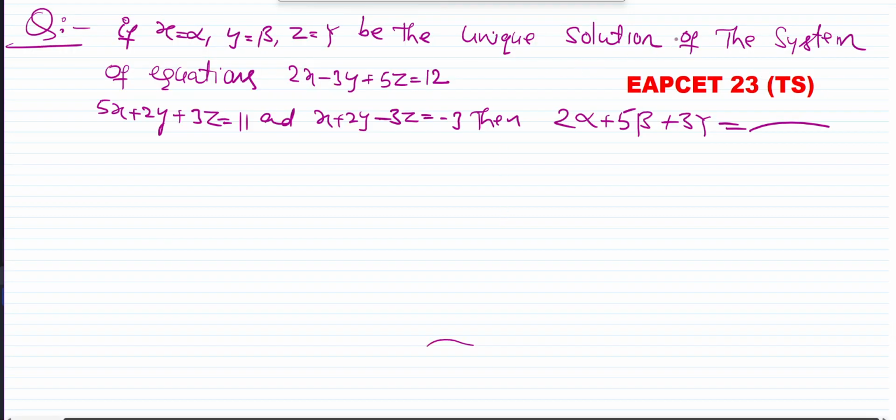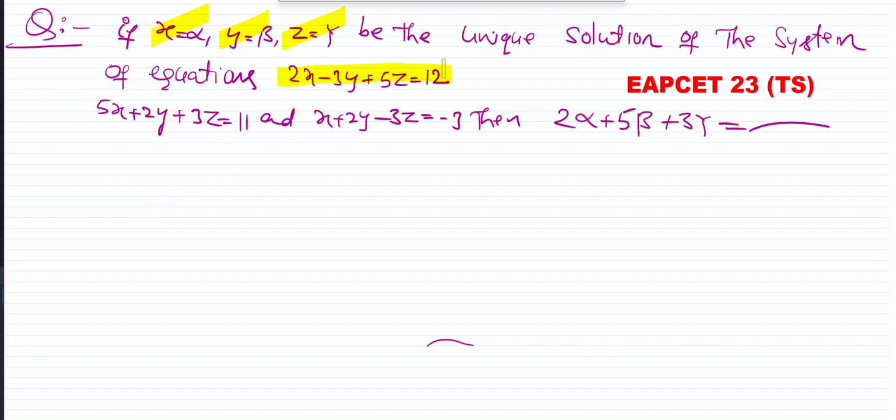This is the next question from EAPCET 23 TS. Here x is equal to α, y is equal to β, and z is equal to γ, the solution of the system of equations 2x minus 3y plus 5z is equal to 12, 5x plus 2y plus 3z is equal to 11, and x plus 2y minus 3z is equal to minus 3. Then the value of 2α plus 5β plus 3γ is what?